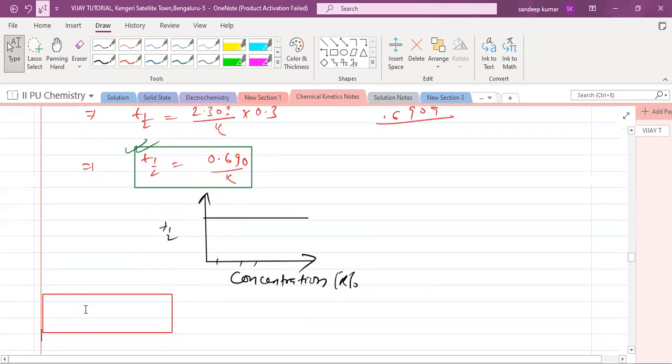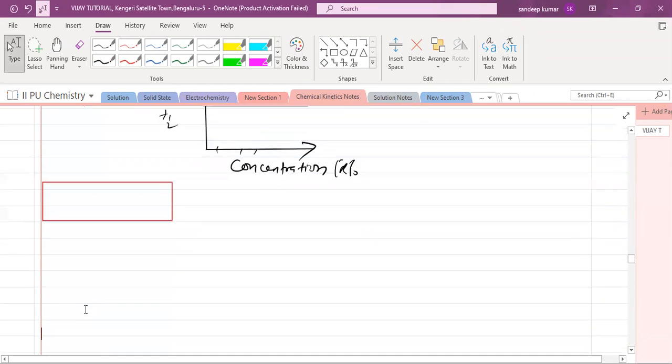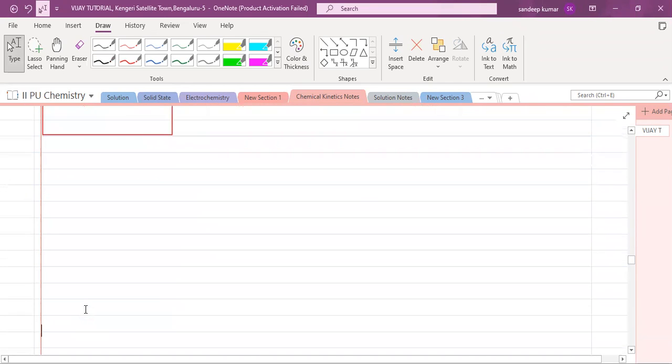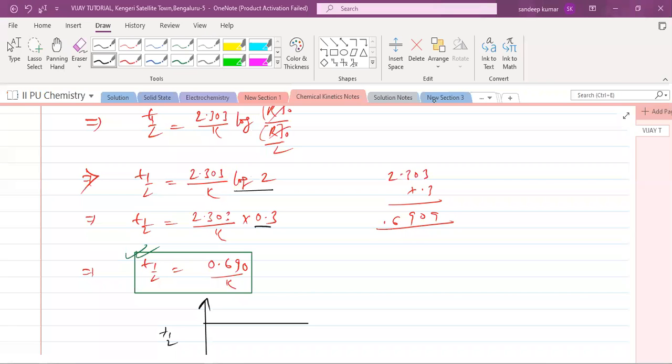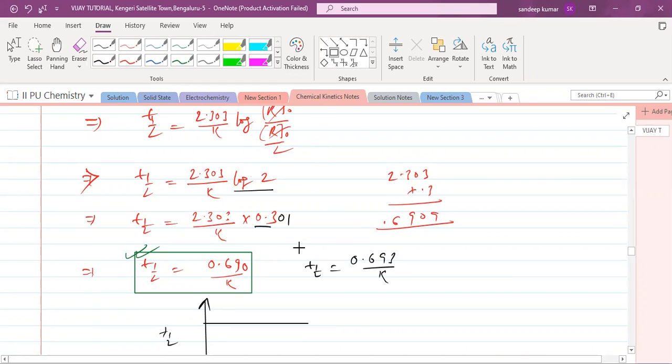Next we are going to derive the expression of K for zero order reactions and the expression of T half for zero order reactions. Actually, when you consider log 2 value, it is 0.301. So the exact value of T half is 0.693 upon K. This value you have to remember, and the graph is also important.